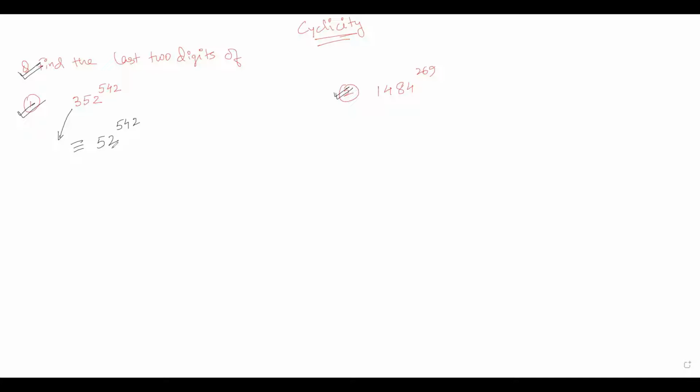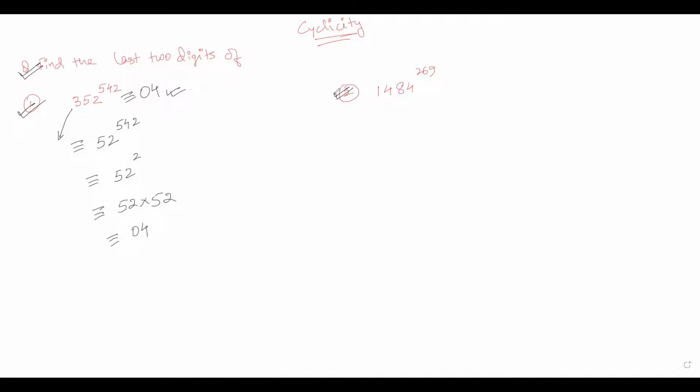So the last two digits of 52 raised to the power 542 would be simply 52 raised to the power 2. Why? Because when 542 is divided by 20, the remainder is 2. So the last two digits would be simply 52 square, which is 52 times 52, which would be 04. So the last two digits of 352 raised to the power 542 would be simply 04.